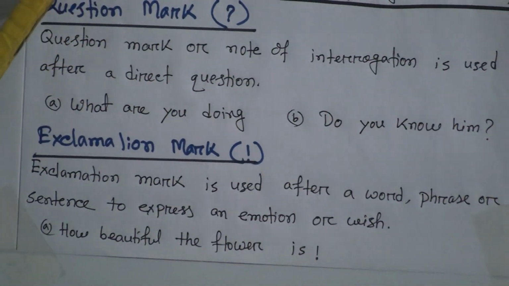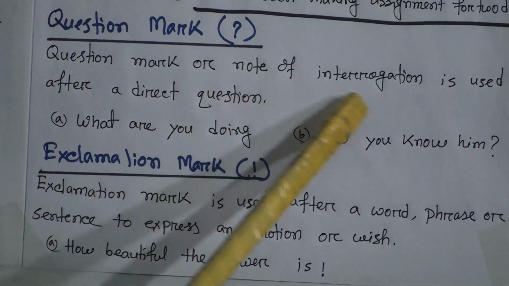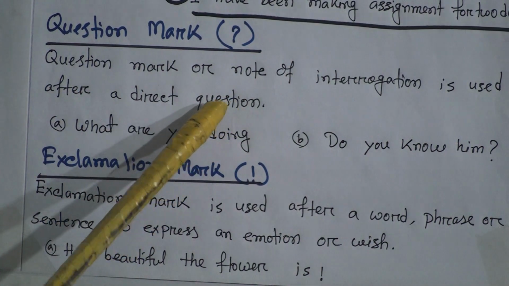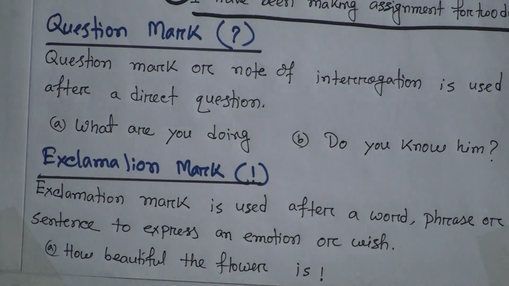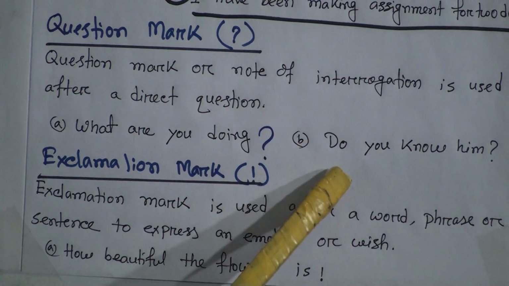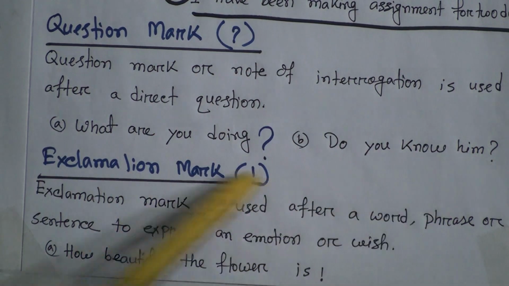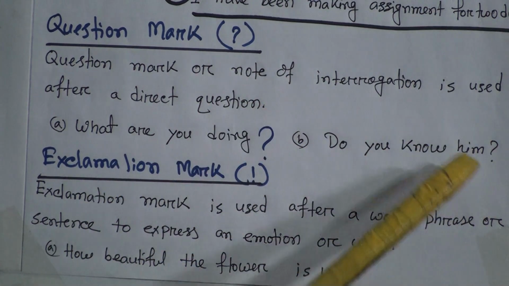The next punctuation mark is question mark. Question mark or note of interrogation is used after a direct question. This is very easy and simple to you. Number A, what are you doing? There will be a note of question mark here, and the second sentence is, do you know him? What are you doing? Do you know him? Both are questioning sentences, and we have put question mark at the end of the sentence instead of full stop.